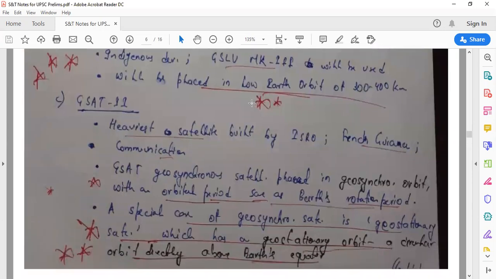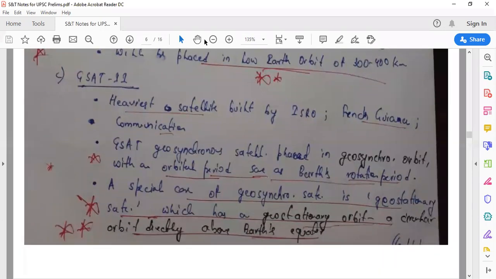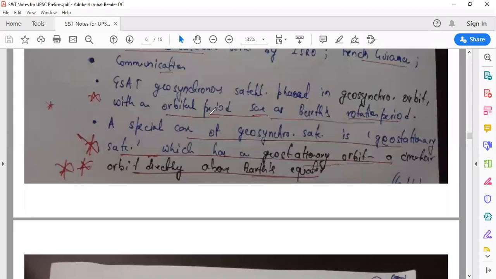So we have talked about geostationary and geosynchronous orbit now. Even if you see the subsequent pages of this PDF, you will realize what I have just said. Geosynchronous satellites are placed in geosynchronous orbit with an orbital period equal to Earth's rotation period. We have just discussed it. A special case of geosynchronous satellite is the geostationary satellite, which has a geostationary orbit, sorry, orbit. Phonetics is the way of pronouncing words, and I'm very poor in that. So what is a geostationary orbit? A circular orbit directly above Earth's equator. That's why it always appears stationary, right?